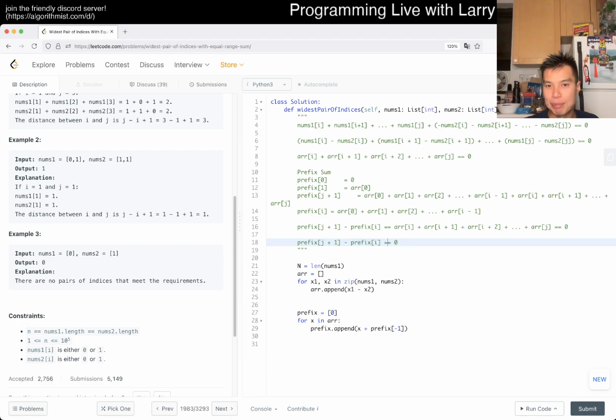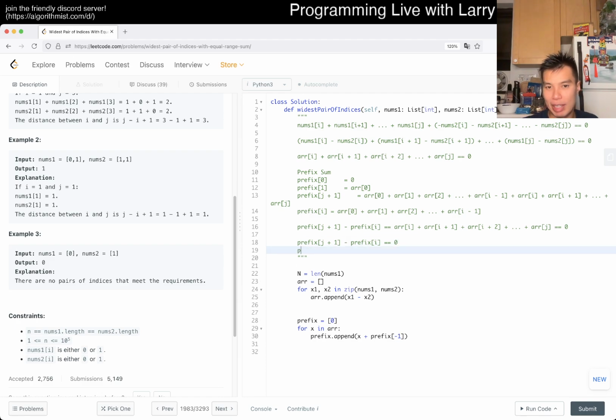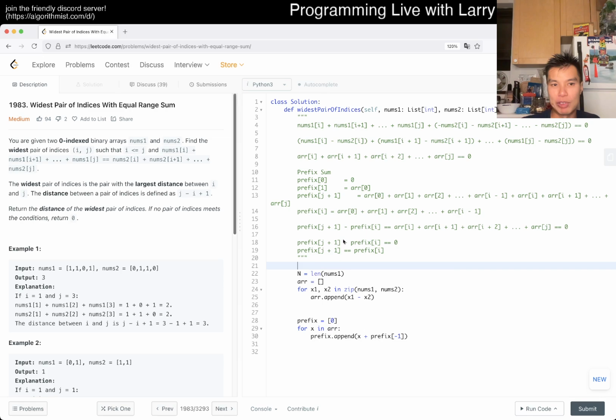If you just add back prefix sub i on the right side, then now you're looking for this relationship, right? So in this array, you're basically looking for two things that are exactly the same, not even just similar, at i and j plus 1. In this particular case, we want to maximize the difference between j and i, because that's what they ask you to do, right? So basically that's what we were trying to do.